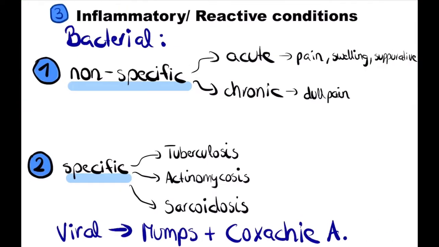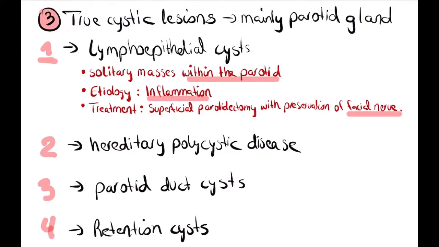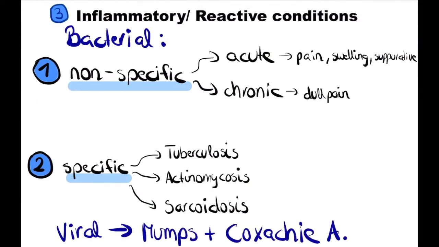Okay, we talked about the types of the cystic conditions. Now we talk about the third type. This is the inflammatory reactive condition. Till now, we talked about the cystic condition and the developmental condition. Now we talk about the inflammatory reactive condition, which basically, in general, we divide into the bacterial group and the viral group.